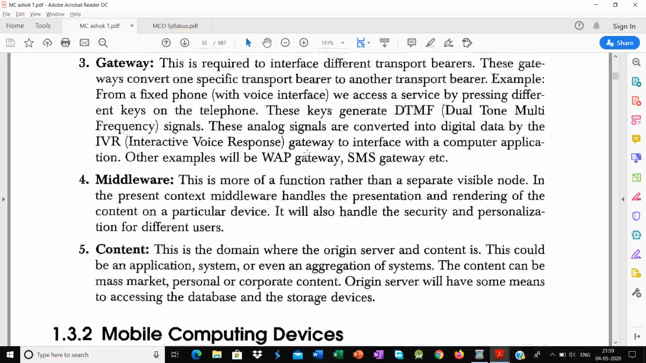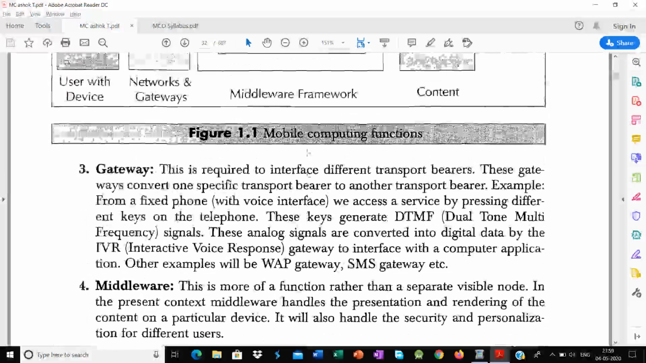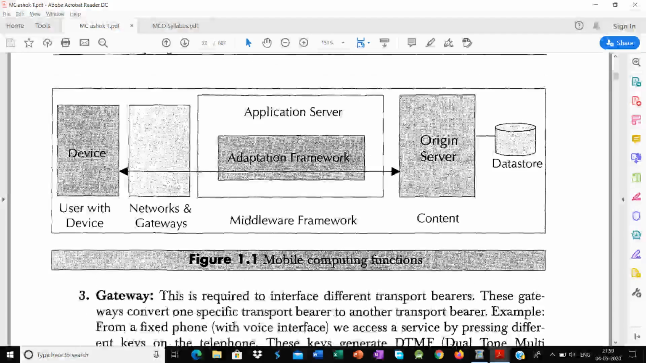And the last one is the content, where the server is responsible for storing all the services required for your mobile devices or the user, stored in a server system. So the content which is used in databases can be mass market, personal or corporate content or something. So these are the various segments of your mobile computing, or you can say the mobile computing functions.